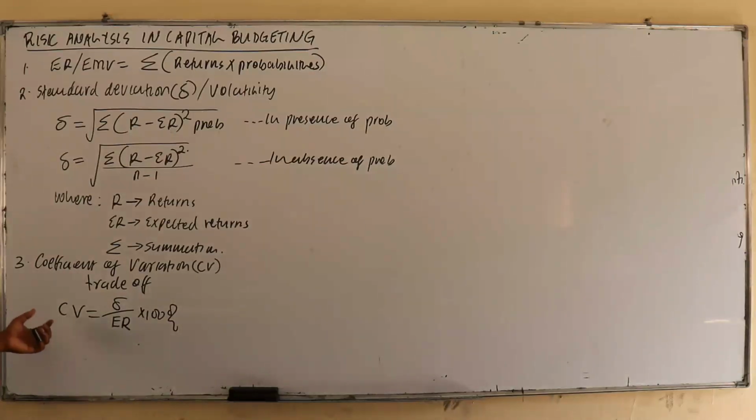Remember, we are saying that CV is the trade-off between the risk and the return. Remember standard deviation is the measure of risk. What about expected return? What are returns? They are the same as profit, right? So in this case, it's all about the trade-off between the risk you are taking for you to generate 1 unit of return. We have to see that.